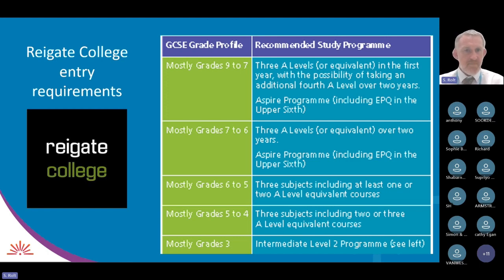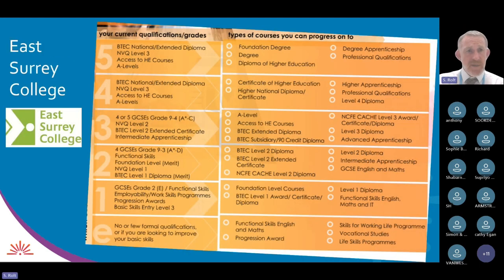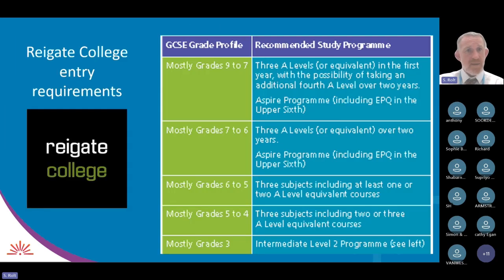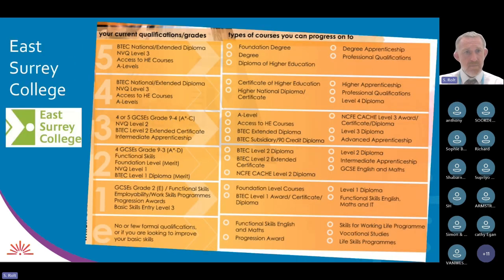Now, none of this is actually totally fixed. So you as a parent and as a child, in discussion with the colleges, will be able to decide on what the best courses are for your child. And there's 2 stages to it, both for East Surrey College and for Reigate College. They'll have the interview and there will be an offer. And at that interview, that's where your child will have completed the application form. They'll say what they're interested in.